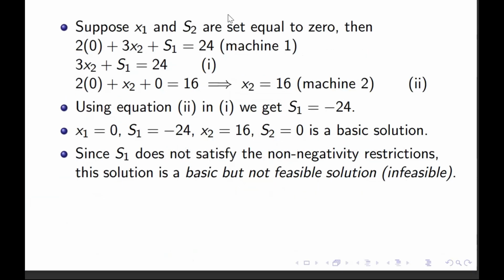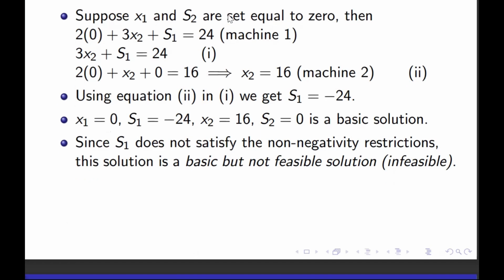Suppose x1 and s2 are set equal to 0, then 2 into 0 plus 3x2 plus s1 is equal to 24 for machine 1, 3x2 plus s1 is equal to 24. 2 into 0 plus x2 plus 0 is equal to 16, then x2 is equal to 16. So x1 equals 0, s1 equals negative 24, x2 equals 16, s2 equals 0 is a basic solution. Since s1 does not satisfy the non-negativity restriction, the solution is basic but not feasible.